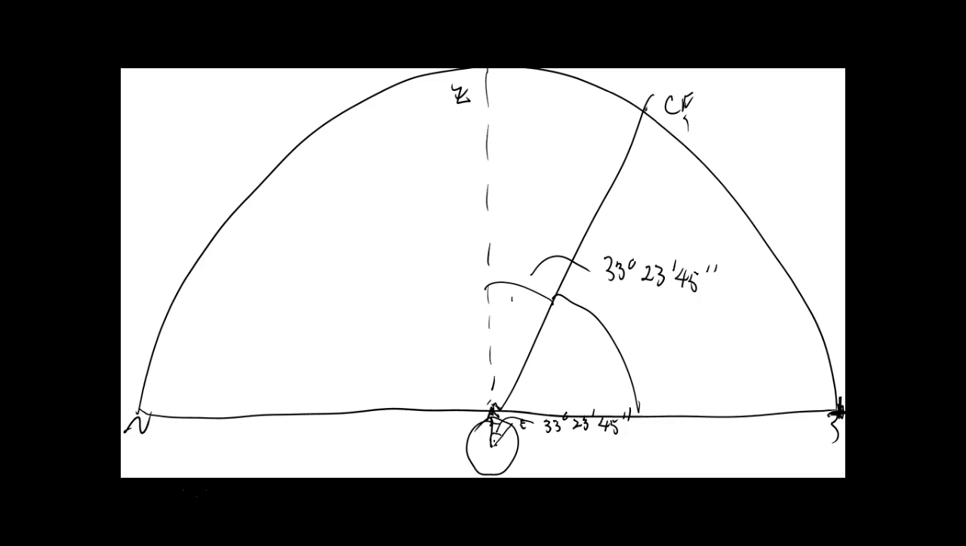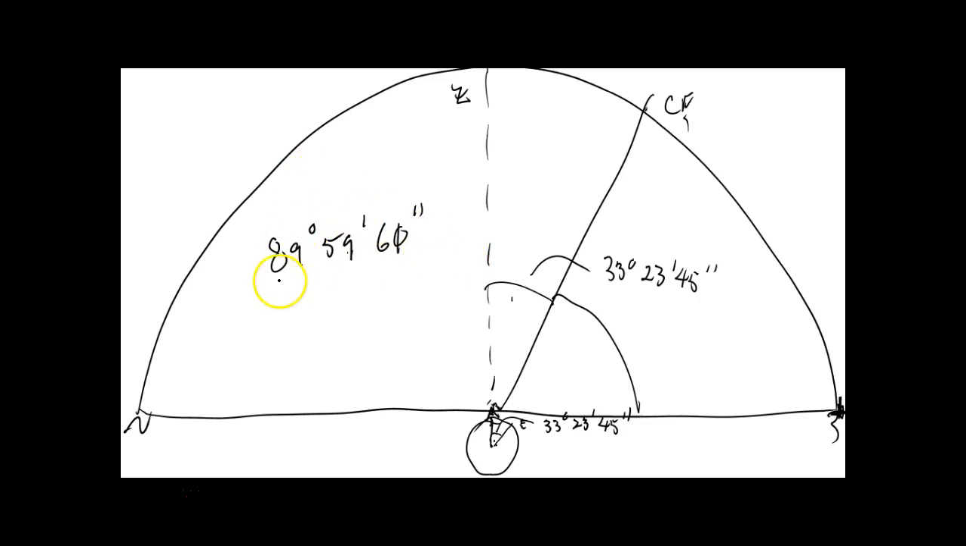Subtract it from 90. Perfect. Except I don't want to use 90. Guess what I'm going to use? 89 degrees, 59 minutes, and 60 seconds. Because 60 seconds is 1 minute. That would make it 60 minutes. 60 minutes is 1 degree. That would make it 90.